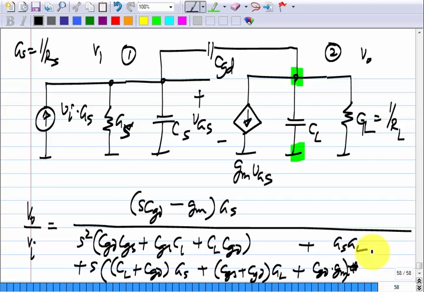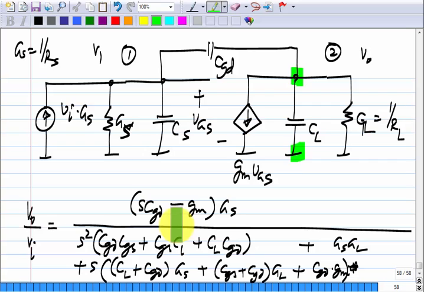What's the sanity check? Units, yeah, for sure. That's correct, thankfully. If all capacitors are 0, what do you get? Minus GM GS by GS GL. So, minus GM by GL or minus GM RL. That's correct. And then, what else could you use? On CGD equal to 0, you can also check. You will only have CGS CL here and then CL GS and this one. So that you can factor out. That also you can check. Okay, this expression seems fine.